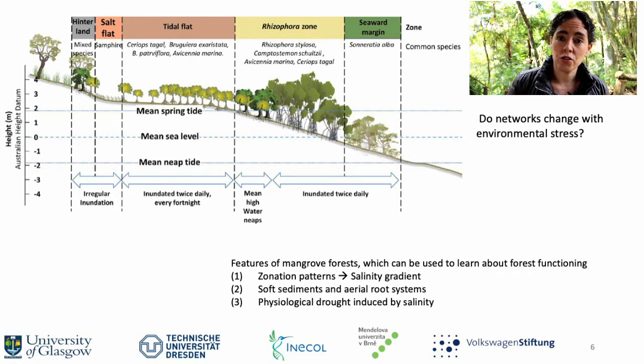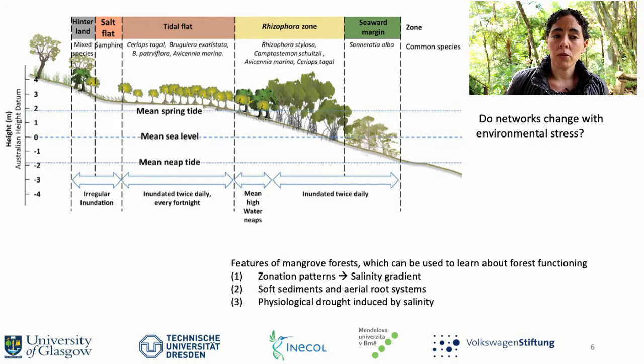To address these questions, mangroves represent an ideal model. This is for several reasons. One of them is that there are zonation patterns given by a salinity gradient. And we know that salinity causes a physiological drought stress in trees, so even though the system might be flooded, the water is not easily available for the trees because of the salt it contains.